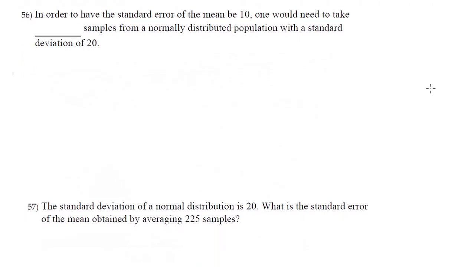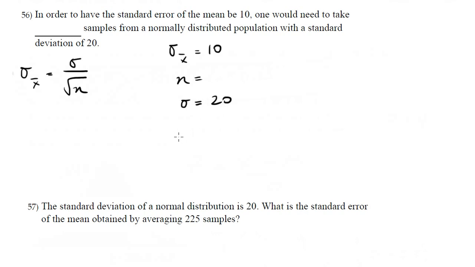56. In order to have the standard error of the mean equals sigma over the square root of n equal 10, we need to take n samples, I don't know how many, from a normally distributed population with standard deviation of 20. So they give us the standard error this time. They give us the standard deviation, and they want us to find what n has to be in order to make that work.